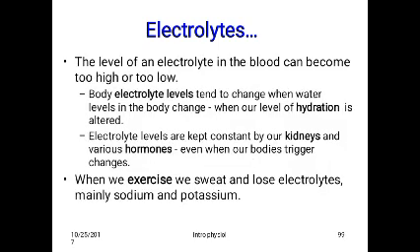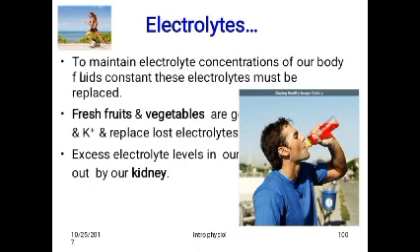The level of an electrolyte in the blood can become too high or too low. Body electrolyte levels tend to change when levels in the body change. When our level of hydration is altered, electrolyte levels are kept constant by our kidneys and various hormones, even when our bodies trigger changes. When we exercise, we sweat and lose electrolytes, mainly sodium and potassium. To keep the electrolyte concentrations of our body fluids constant, these electrolytes must be replaced. Fresh fruits and vegetables are good sources of sodium and potassium and replace lost electrolytes. Excess electrolytes in our body are excreted by our kidneys.